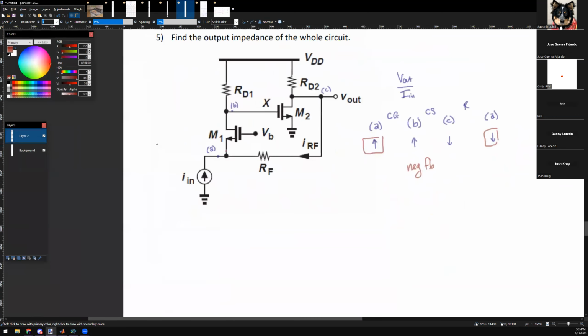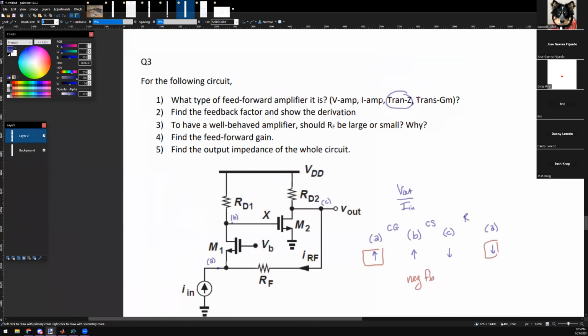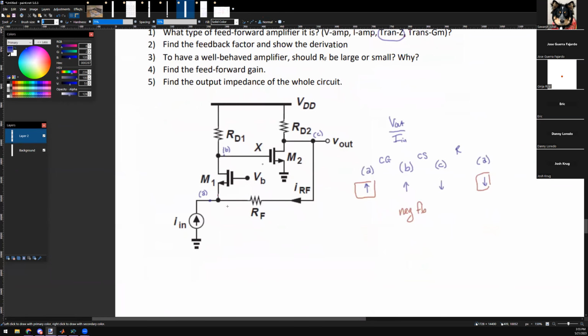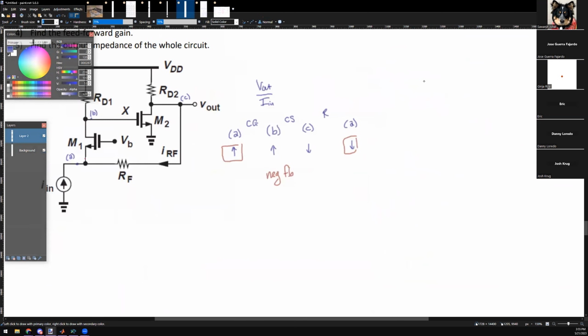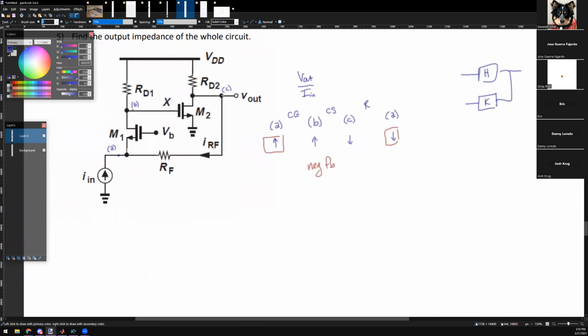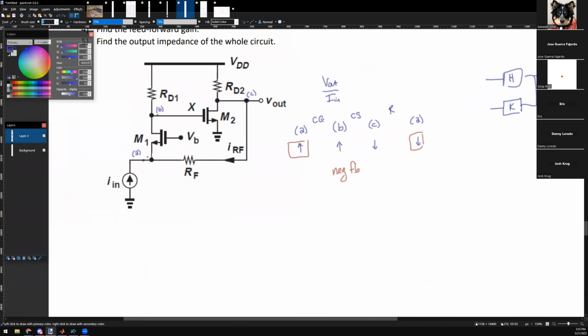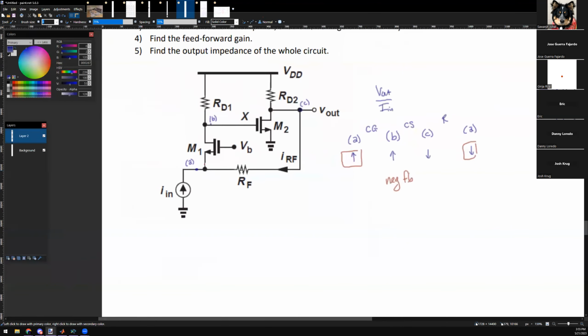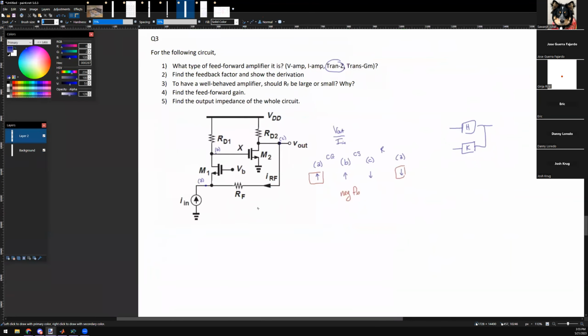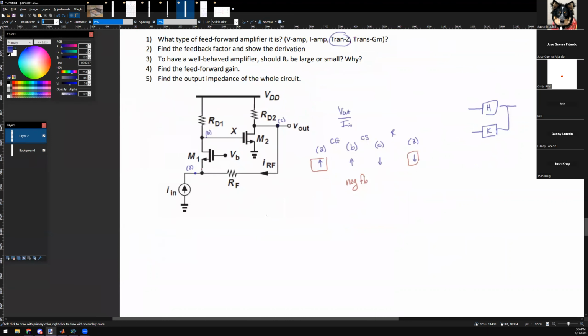Find the feedback factor and show the derivation. Okay. So feedback factor, I'm going to guess is the K going backward. Correct? So it's from V out back to the input. Okay. So this is a little bit tricky. They want the current that flows in this direction. Oh, that's a bit of a pain.